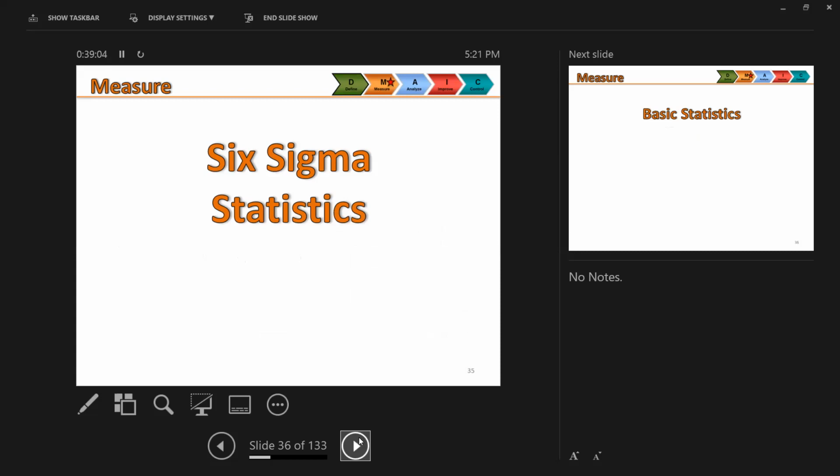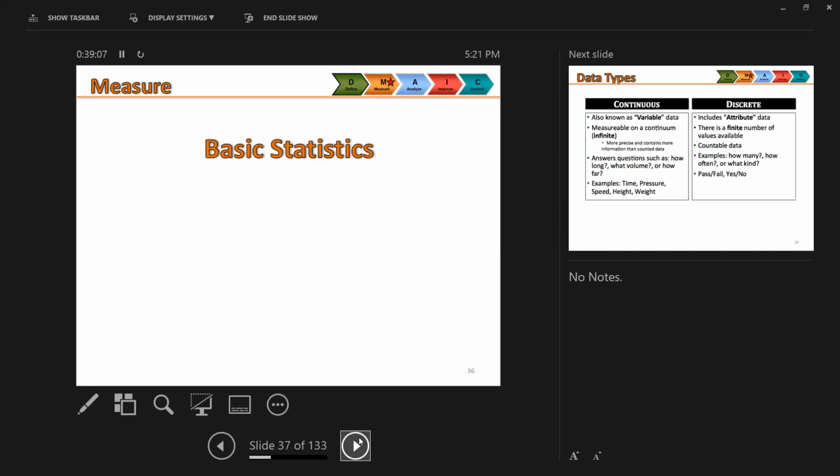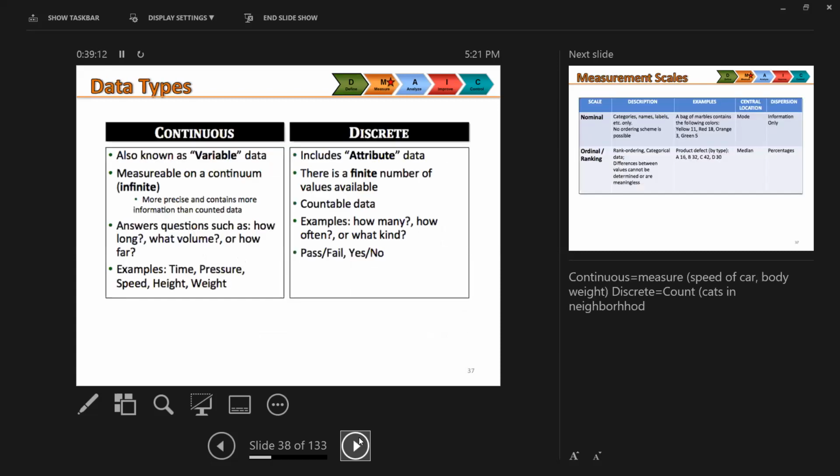But anyway, we're going to get into a little bit of statistics, just a little touch on it. And I think the takeaway today, something you're going to want to think about over the next 6 or 8 weeks, is that there are 2 different types of data. One is continuous data and one is discrete data. Continuous data means I can measure it. The speed of a car, your body weight, those are all examples of continuous data types.